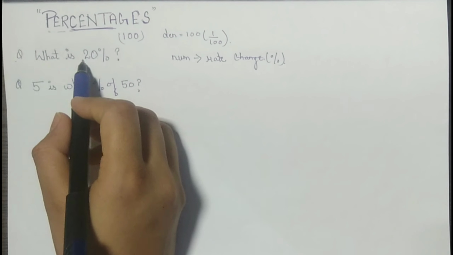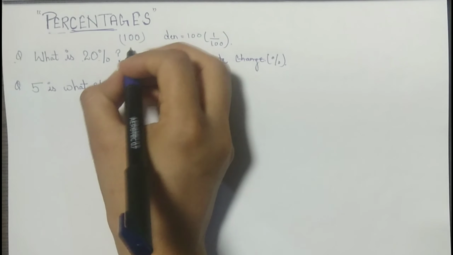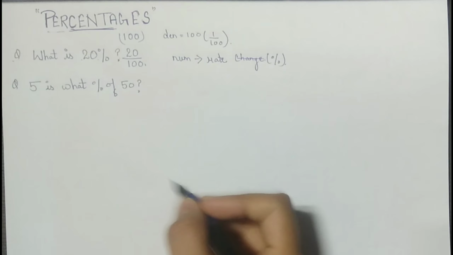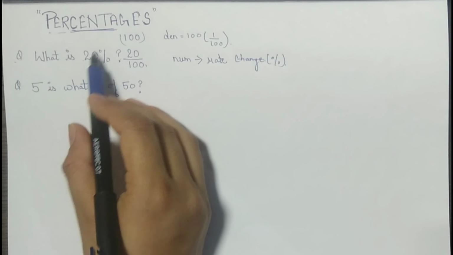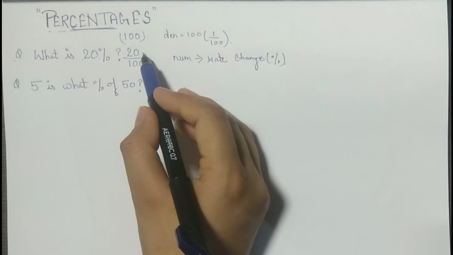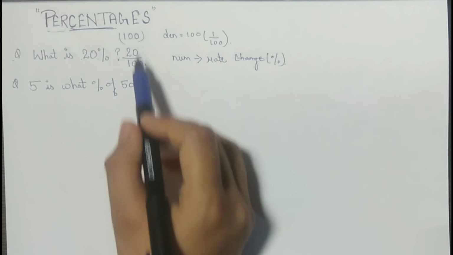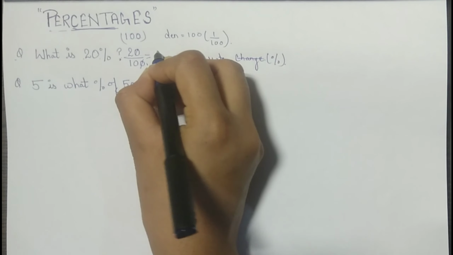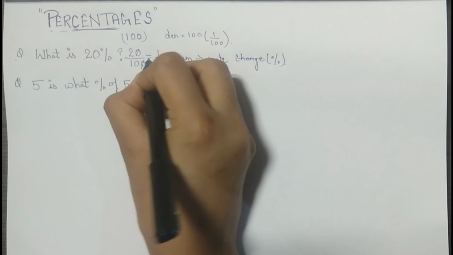First, what is 20%? That is nothing but 20 by 100. Whatever is given in the question, just write that in the numerator, and the denominator is always 100. So the answer which we get is nothing but 1 by 5.